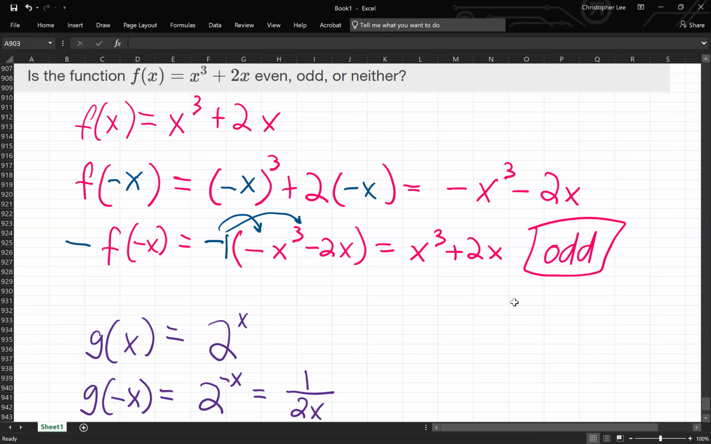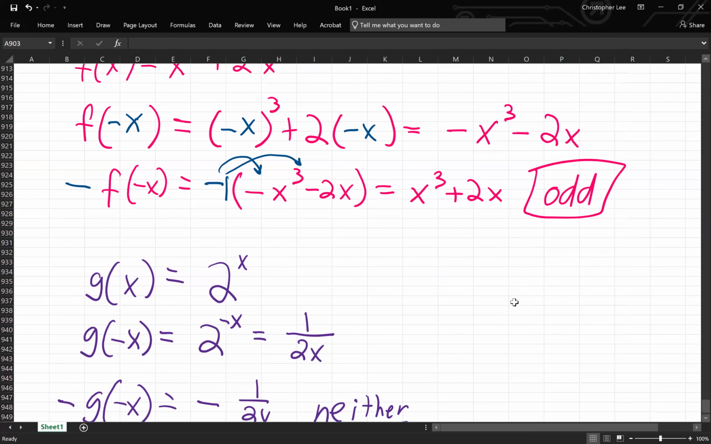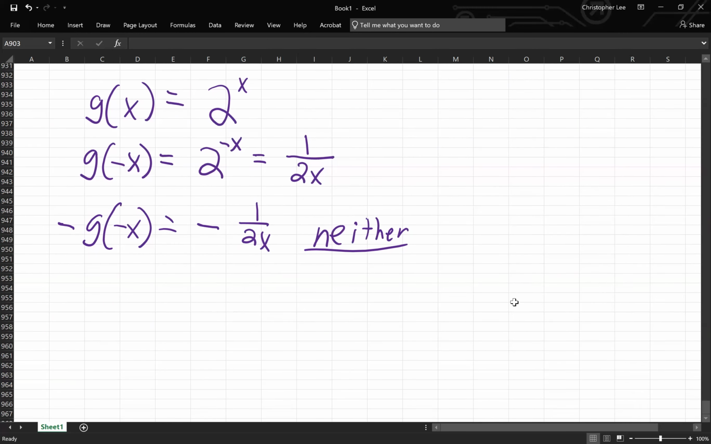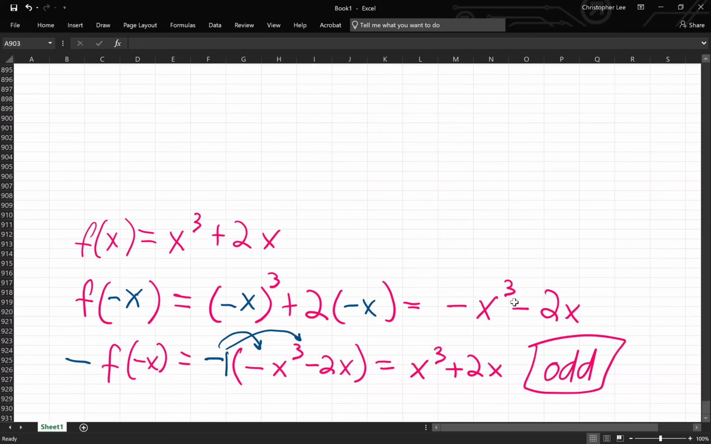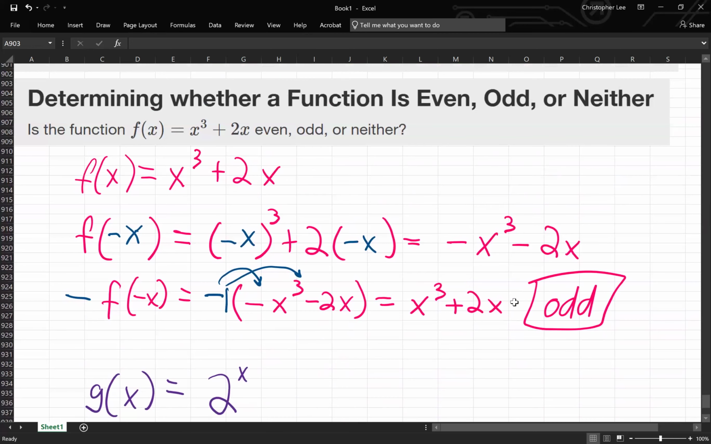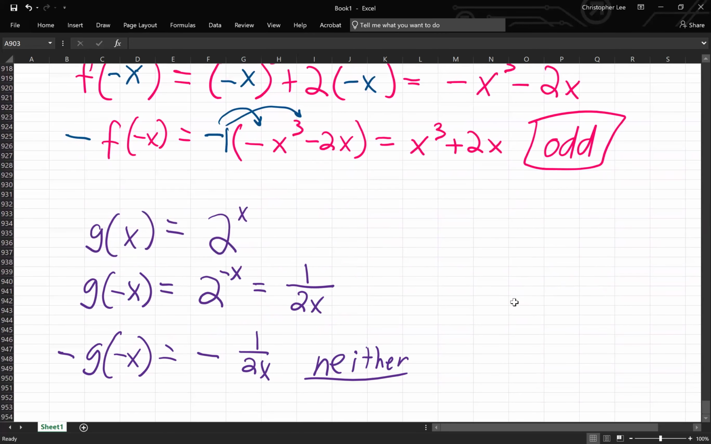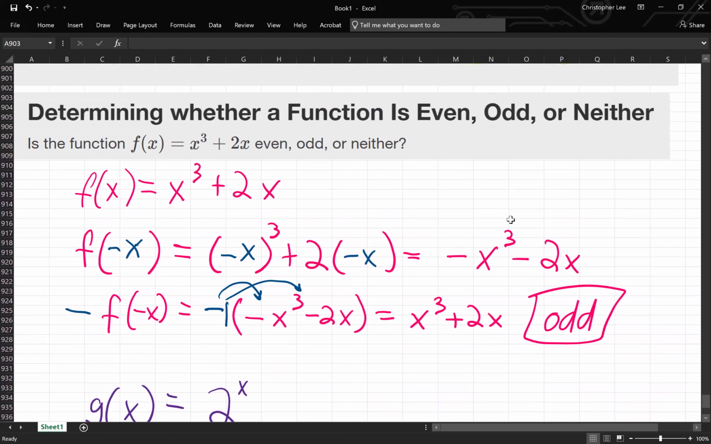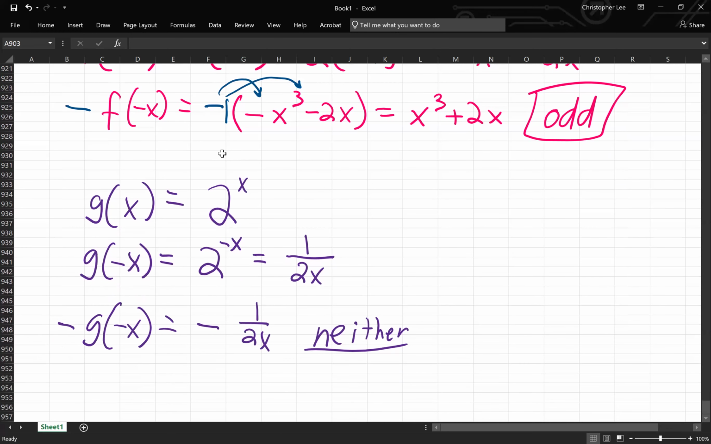Like the breakdown of when it's even, neither. It's even, right? No, it was odd. This one, not the second one. It's the same one as the original one with the x cubed. Yes, that's right. That's odd. And then the purple was neither.